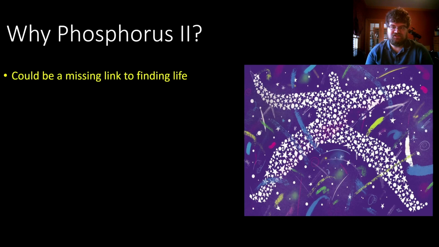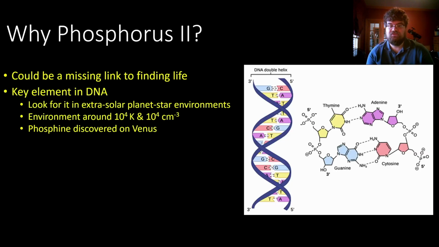A huge reason is that it could be a missing link to finding life. It's a huge key element in DNA. As you can see in the picture on the right, you have phosphates connecting all the nucleotides together, which is necessary for building the long sequences necessary for the complex life we see here on Earth. And so what we can do is look for it in extrasolar planet star environments, just so we know if it is available for life to form.